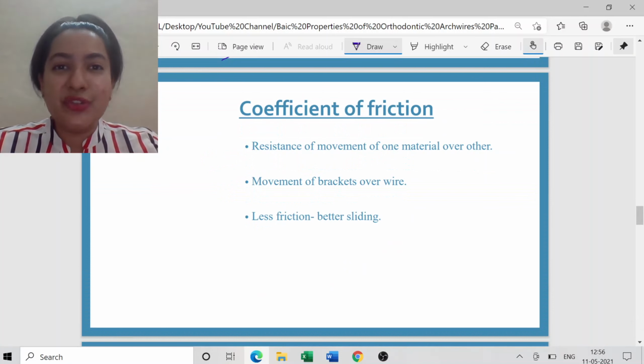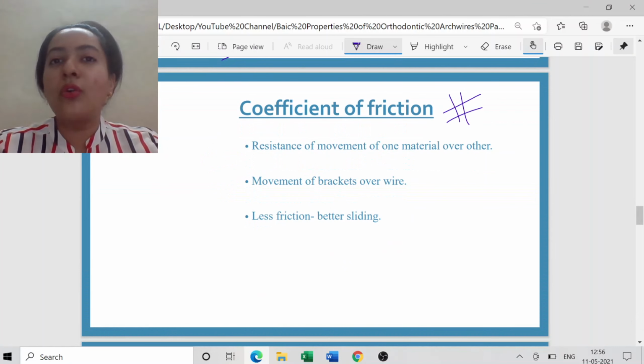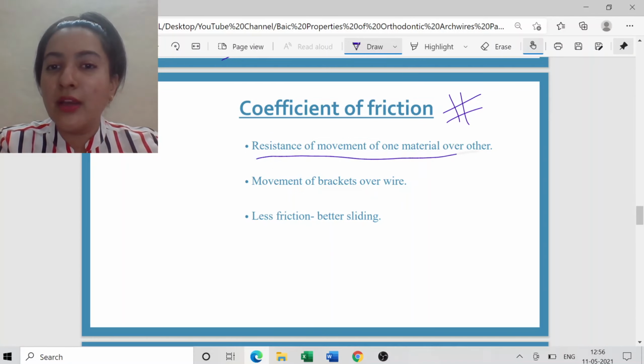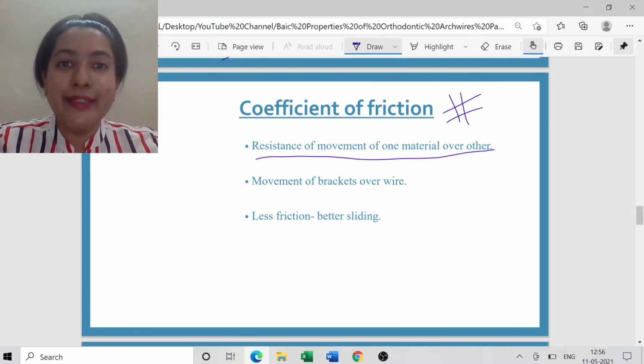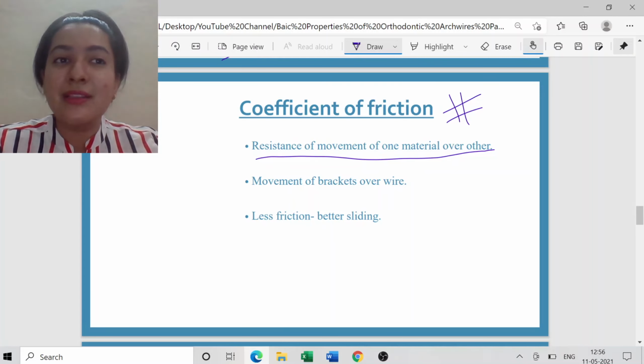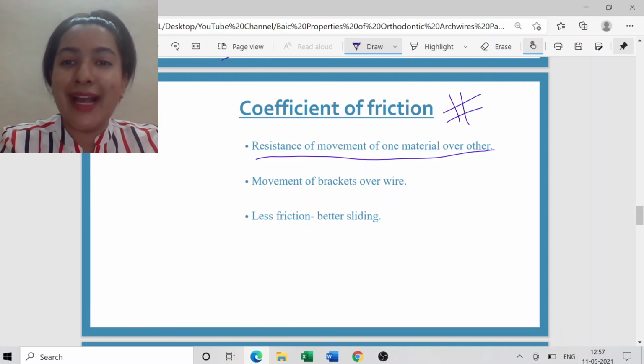Next concept, which is a little tricky, is coefficient of friction. This topic is very important from an orthodontic point of view, whether you are a resident or an aspirant. See, what is friction? Friction is resistance to movement of one material over the other. Now imagine the brackets sliding over the wire. So one material has to move over the other material. In case they are not able to slide along or over each other, it means there is resistance to movement. And this resistance to movement is known as friction.